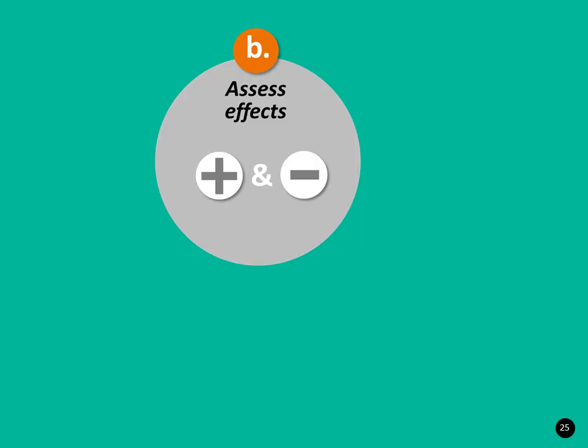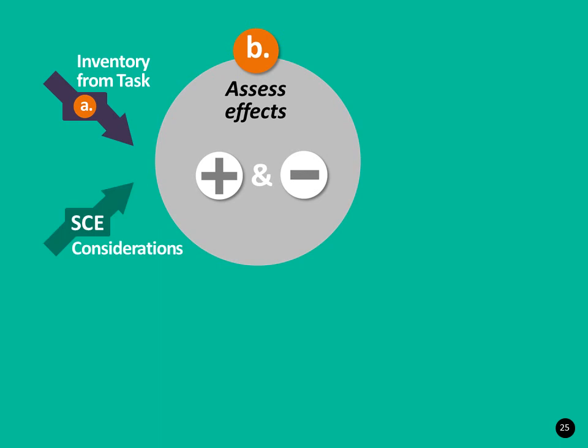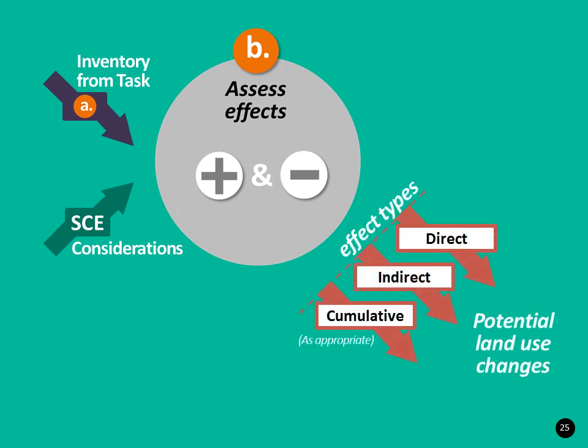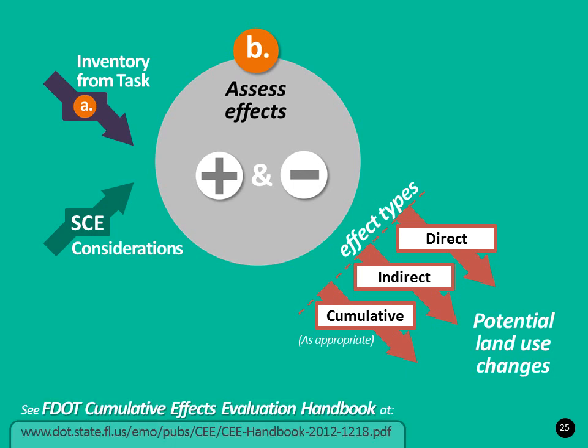Next is Task B, to assess project effects. This draws from the community inventory prepared in Task A and guidance from the SCE Considerations. In the project development phase, the assessment will consider the potential for direct and indirect effects, and if indicated, cumulative effects. A cumulative effects assessment is not required in a planning phase sociocultural effects evaluation, but related observations may be noted. To learn more on this topic, see the Cumulative Effects Evaluation Handbook on the department's website.